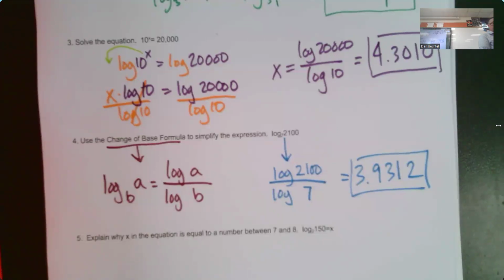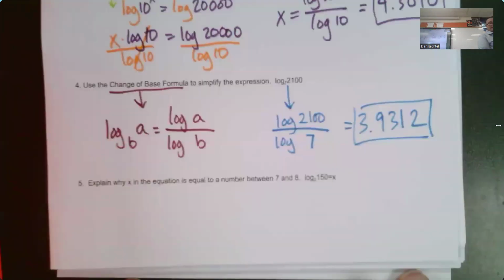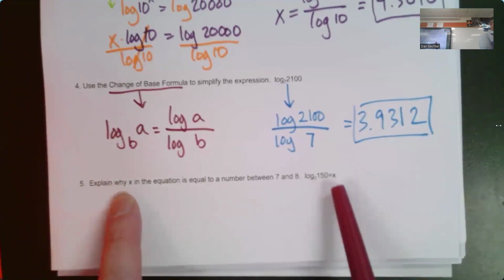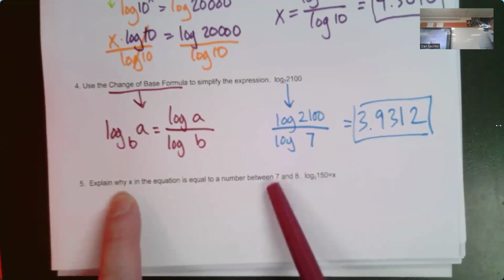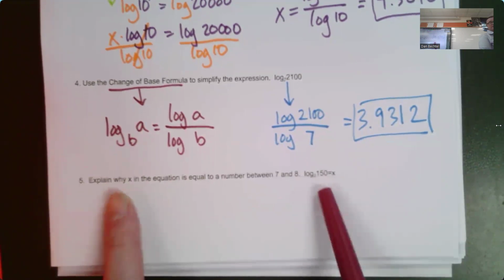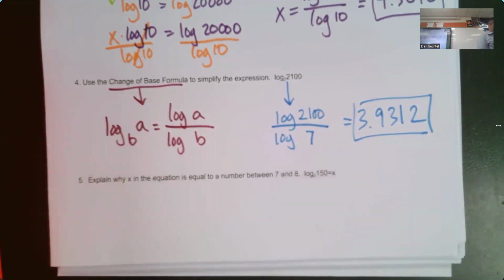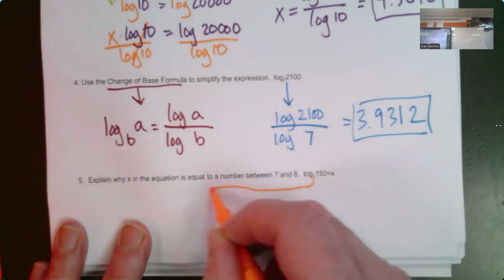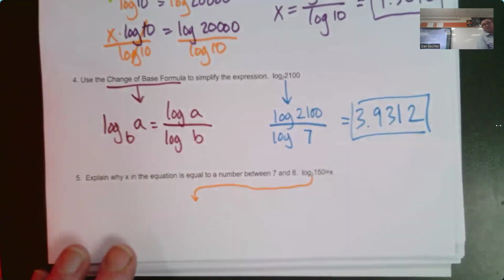Okay, so for this last one, it's asking you to explain why that x in the equation is equal to a number between 7 and 8. There are two ways to do this. I'm going to give you the easy way, the way that I'm expecting everybody to do it, which is to use the change of base formula. If I get an answer between 7 and 8, that explains why it is.